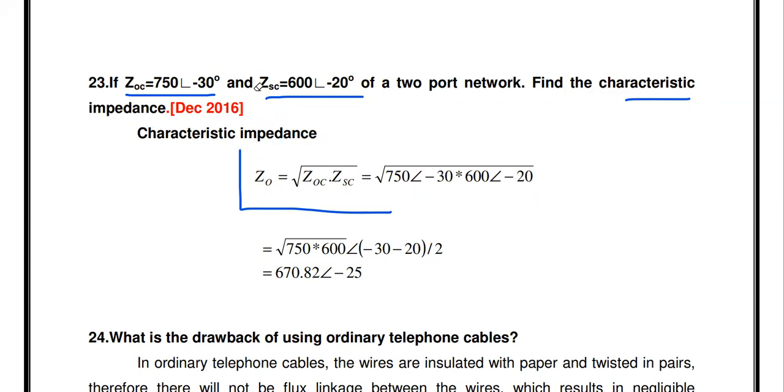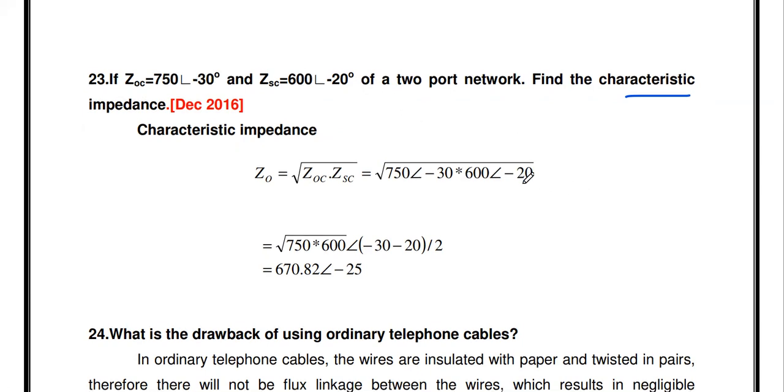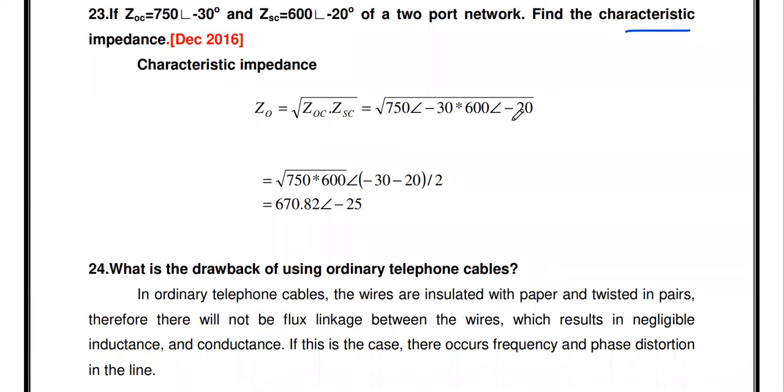Okay, this is the relation. That is, if you multiply the open circuit and short circuit impedance, we get Z naught squared. So therefore, Z naught equals the square root of this. Here you just substitute: ZOC is 750 with angle minus 30, ZSC is 600 with angle minus 20. These two quantities are in polar form, so you multiply the magnitudes. So 750 into 600 you multiply and take the square root. So the answer is 670.82.